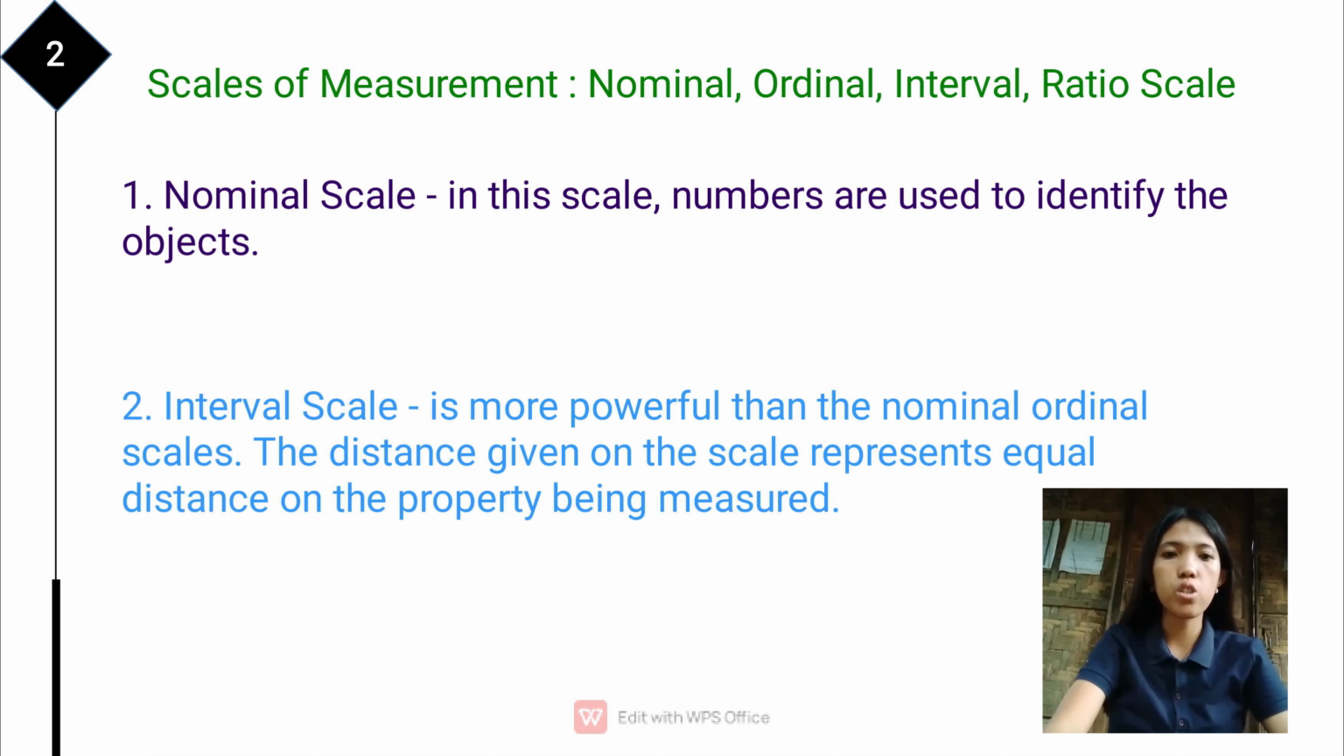Advantages and disadvantages of data collection, measurement, and scaling techniques. Scales of measurement: nominal, ordinal, interval, and ratio scale. First is the nominal scale. Nominal scale is where numbers are used to identify the object. I have an example of a nominal scale.